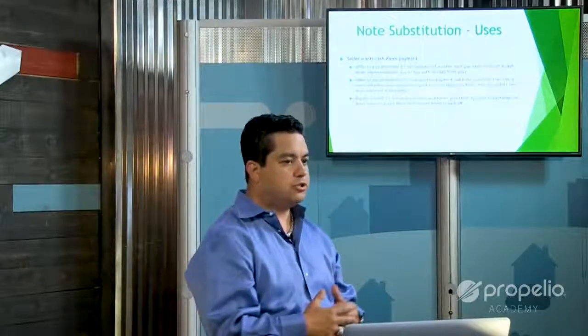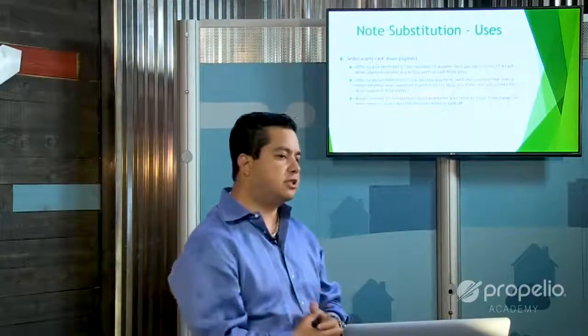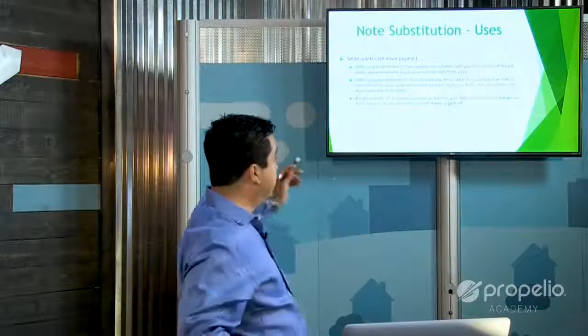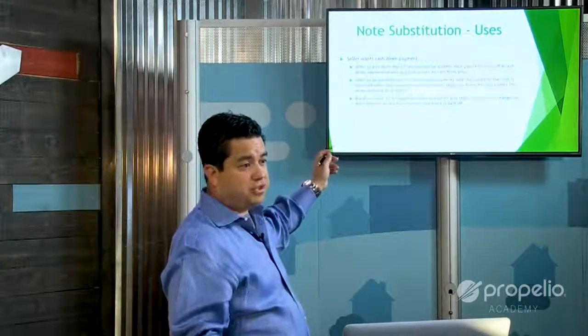Once I gather the down payment that you're wanting, we're going to trade again. You're going to get the cash. I'm going to get the payments back. So you're able to assign the second lien position payments with the condition that they give it to you back when you give them the down payment. Most sellers are okay with this because ultimately what they want is the cash down payment, and you've worked hard to make that second lien position note, so you want to get it back too. This is a great strategy when you're wanting to buy time.